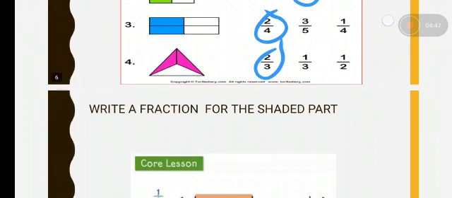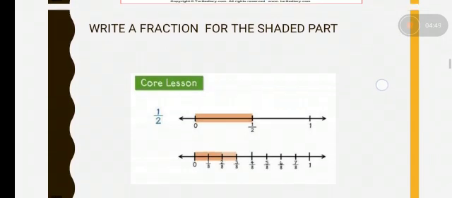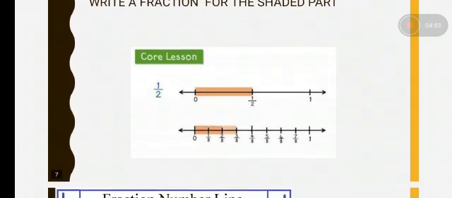Now let us move forward. Write a fraction for the shaded part. Now this, we can also write fraction in the form of a line. See, I have this one line, I've broken it into 2 parts. So how much fraction of the line is colored?